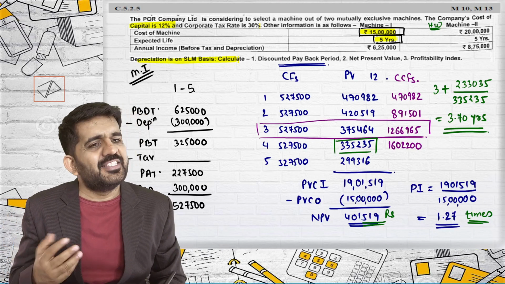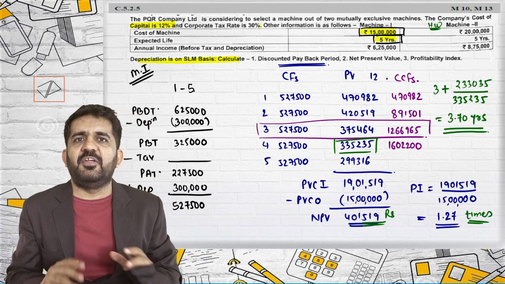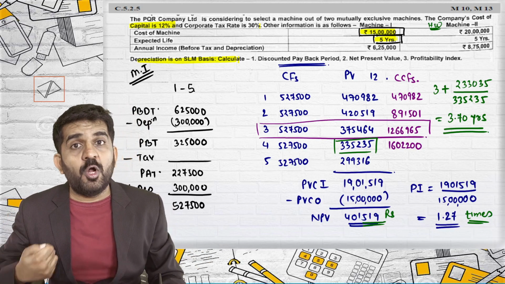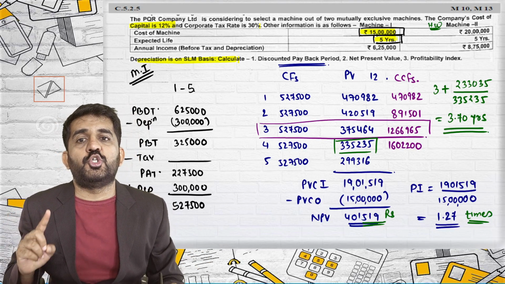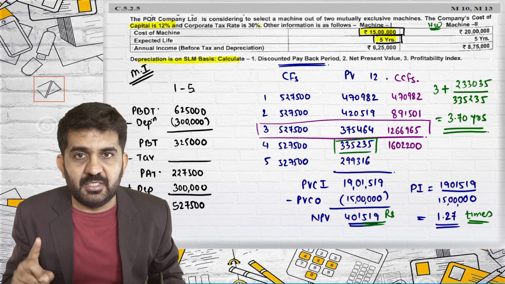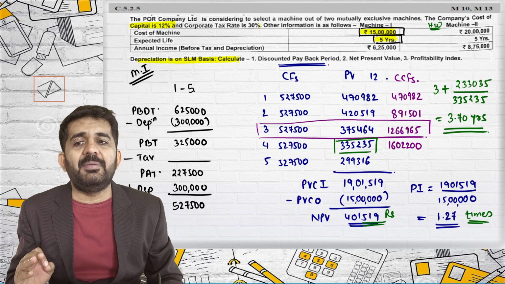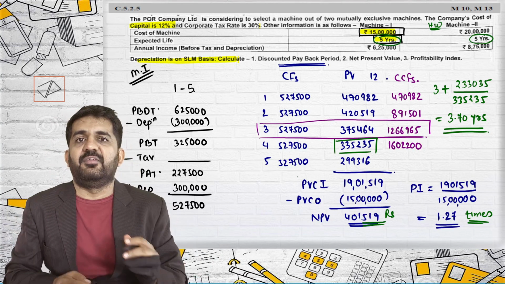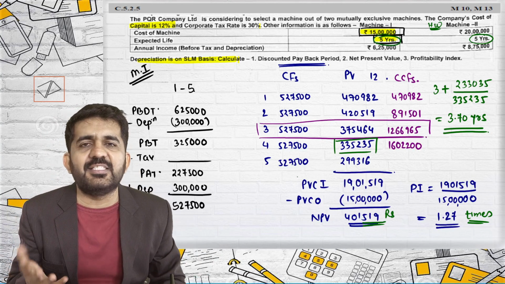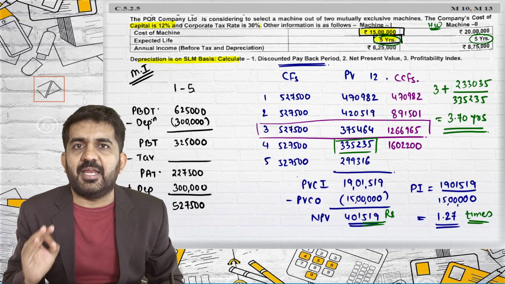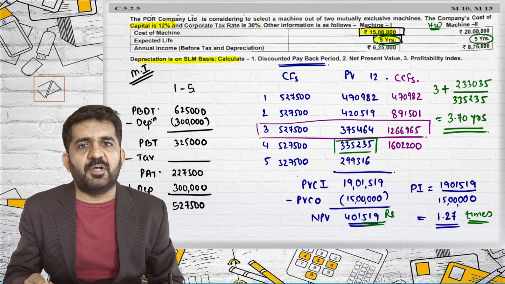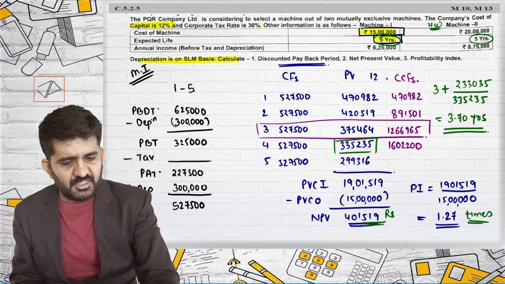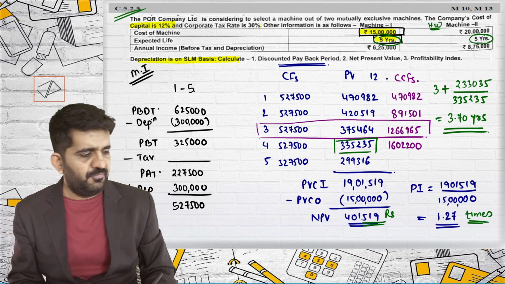Machine 2, similar way, just the figures will be different, otherwise same question. If you want to take a decision, it should be based on NPV. Why should it not be based upon equalized annual NPV? Because this is 5 years, this is 5 years. If the time period is same, you can take a decision by NPV. If time period is different, you will have to take decision by equalized NPV. This is 5.2.5.